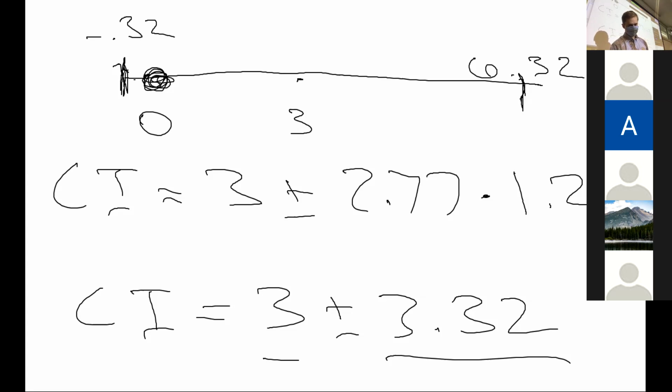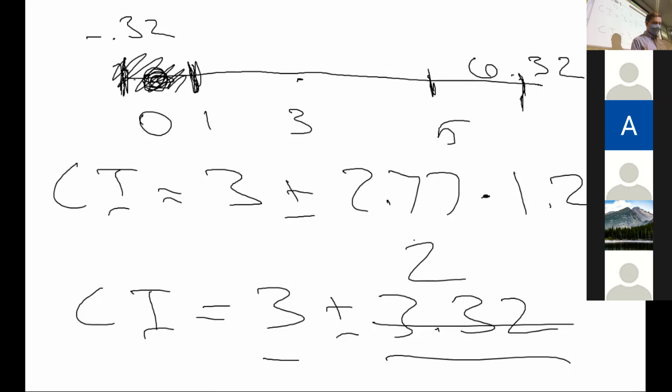So whether or not we accept or reject the null hypothesis is based off of our final interval, right? What do you mean by final interval? Like our negative 0.32 all the way to 6.32. If one of those is outside of the null hypothesis, then we can reject it. Yes. Okay. So let's say instead of plus or minus 3.32, it was plus or minus 2, then you have your confidence interval going from 1 to 5, and it's not including 0, and so you would reject the null hypothesis.